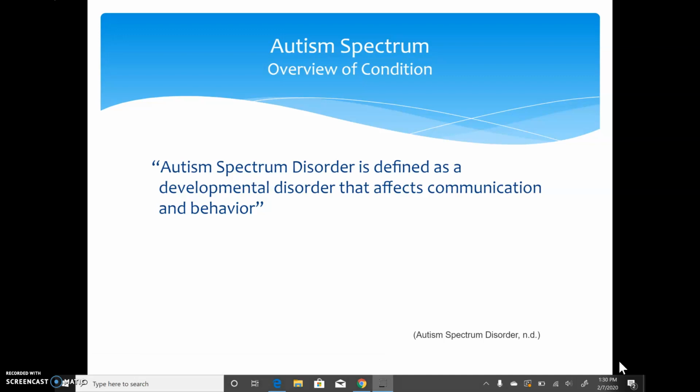According to the National Institute of Mental Health, autism spectrum disorder is defined as a developmental disorder that affects communication and behavior. The reason that autism is considered to be a spectrum disorder is due to the many symptoms that people may experience.